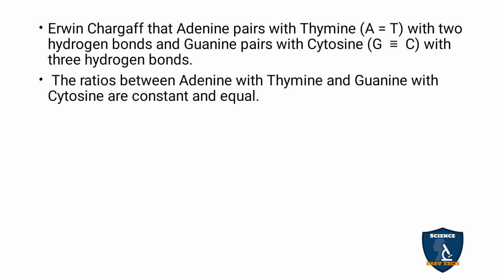Next, you must know, already you have studied the base pair rules or Chargaff's rules in 11th standard. So you must know adenine always pairs with thymine, that is A double bond T with 2 hydrogen bonds, and guanine pairs with cytosine with triple bonds, G triple bond C. So the ratio between adenine and thymine and between guanine and cytosine is constant and equal.